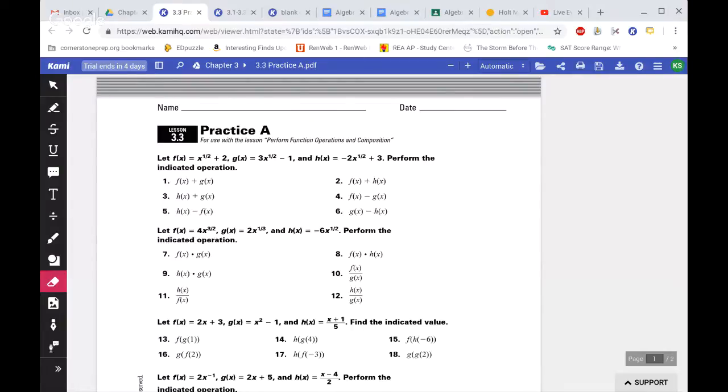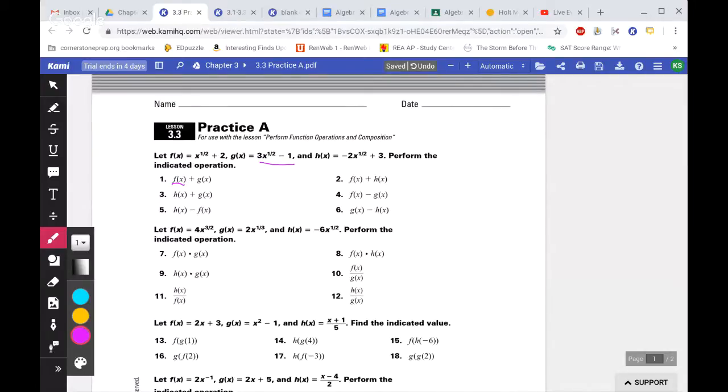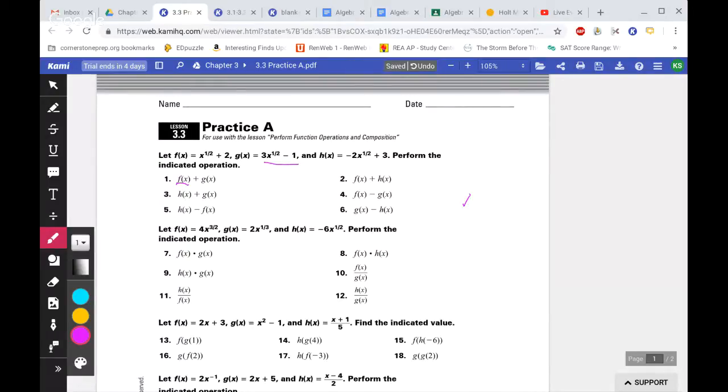All right. So what you're doing here is just taking this function, f of x, and you're adding to it this function. What I typically do to try and keep it as neat as I possibly can is put them in parentheses and then combine like terms. So I'm going to write it over here to the side. I've got x to the 1/2 plus 2, in parentheses, plus 3x to the 1/2 minus 1. I notice that my x's have the same exponent, so I can just add those. So x to the 1/2 plus 3x to the 1/2 gives me 4x to the 1/2. And then 2 plus a -1 gives me a 1. And that's my final answer.